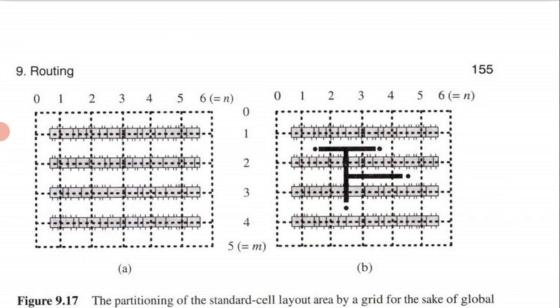Suppose the exact distance between the horizontal lines is not known in advance, and it just depends on the result of the channel routing. So it mainly depends on the channel routing. In this global routing, channel routing plays a very important role.